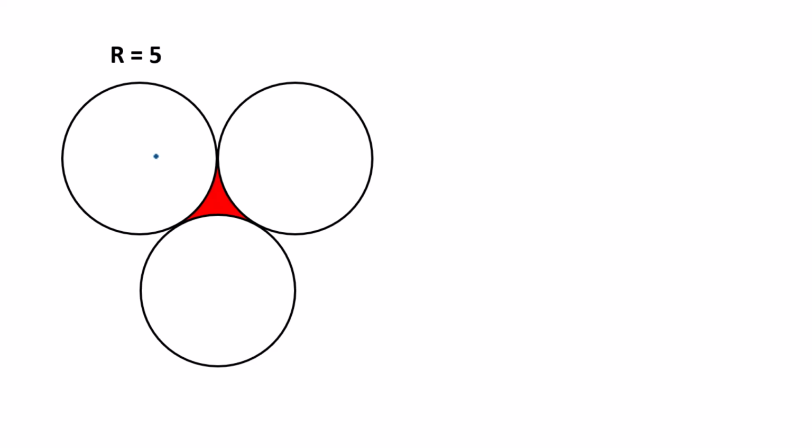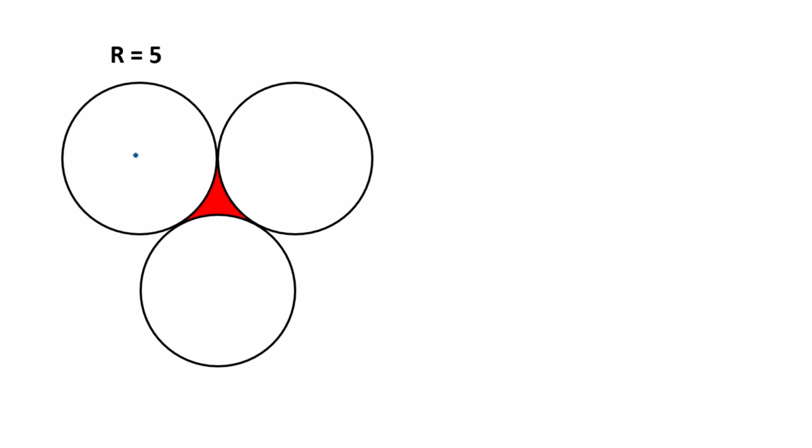Hello everyone. In this video, I am going to solve an interesting geometry problem. We have three circles with radius 5 units, and these three circles touch each other. We have to find the area of this red region.